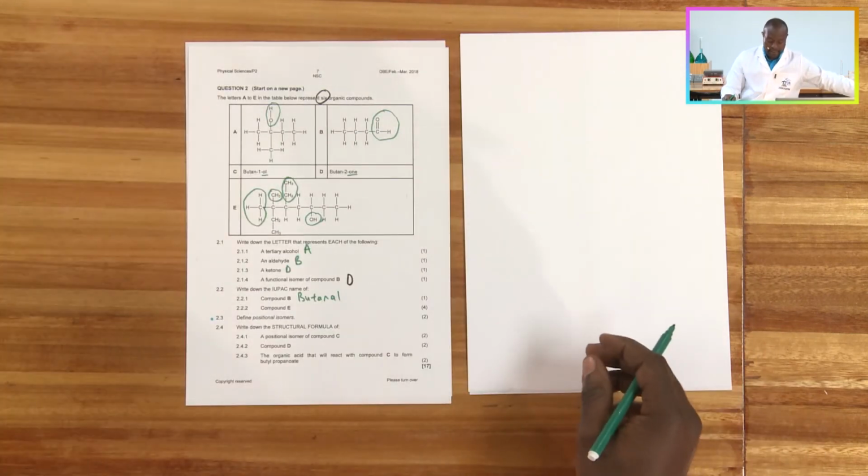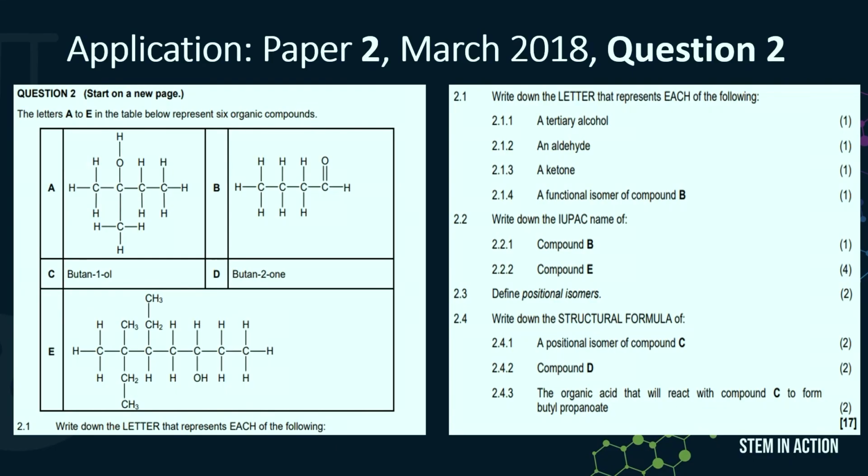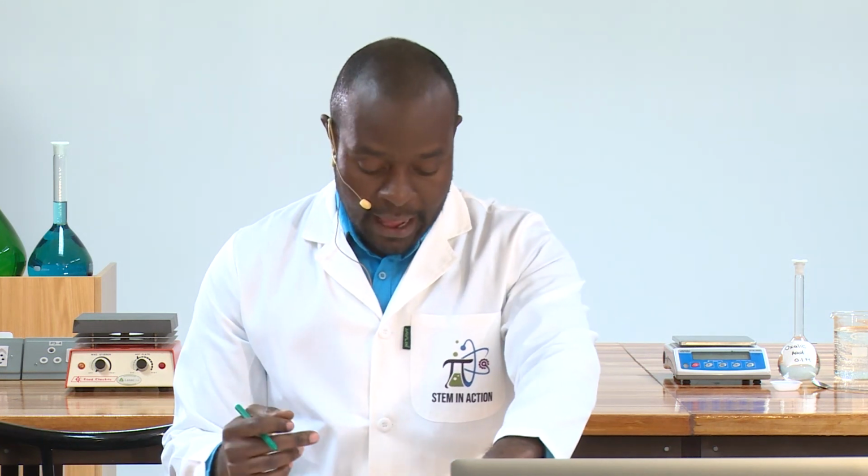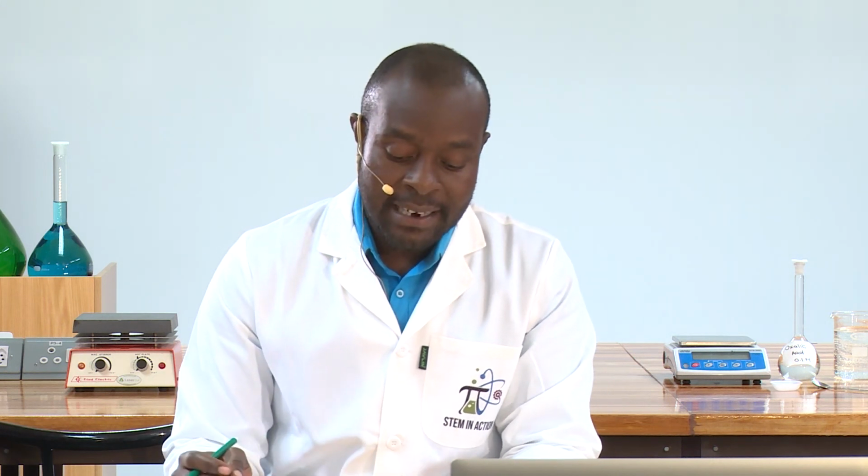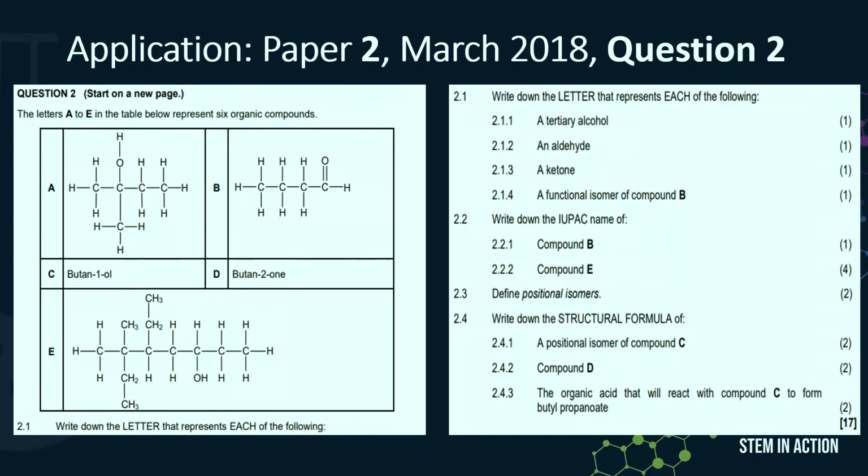2.3 says define position isomers, and we already talked about position isomers. We said that these are compounds with the same structural formula but different positions of the side substituent. Then 2.4 says write down the structural formula of a position isomer of compound C. So we go to C.